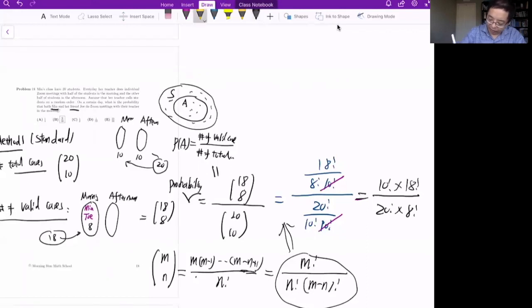Well, then I can do further cancellation. 18 factorial cancels with 20 factorial, what you're left with is 20 times 19, because all the previous numbers are canceled. And then you cancel 10 factorial with 8 factorial, so you get 10 times 9 out, right? Because all the others from 8 to 1 just canceled.